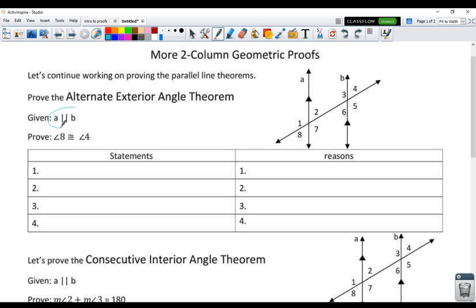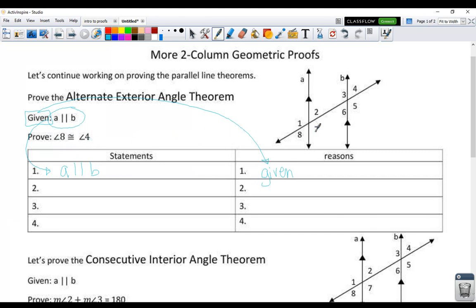So remember, our given statement here is that we have parallel lines. So that is always the first statement that we're able to write down. And the reason we're able to write it down is because it is given to us. So the first statement is always the given statement, and the first reason is always that it's given to us. So now let's look at what we want to do.